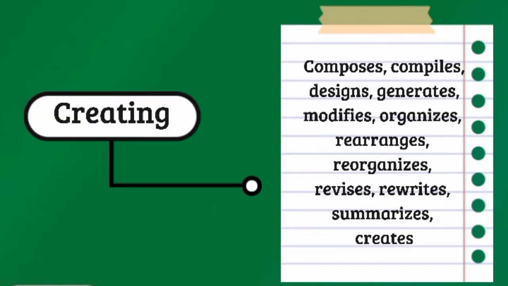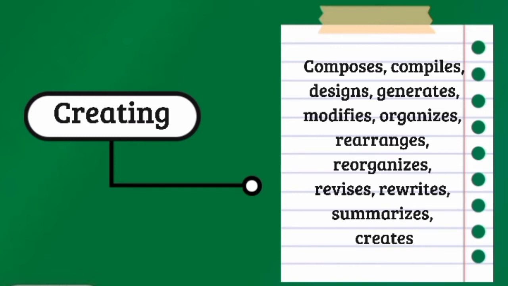And lastly, the highest level of cognition, which is creating. It is building a structure or pattern from various elements, put parts together to create a whole, to make new meaning and structure. So example keywords, we have composes, compiles, designs, generates, modifies, organizes, rearranges, reorganizes, revises, rewrites, summarizes, and creates.